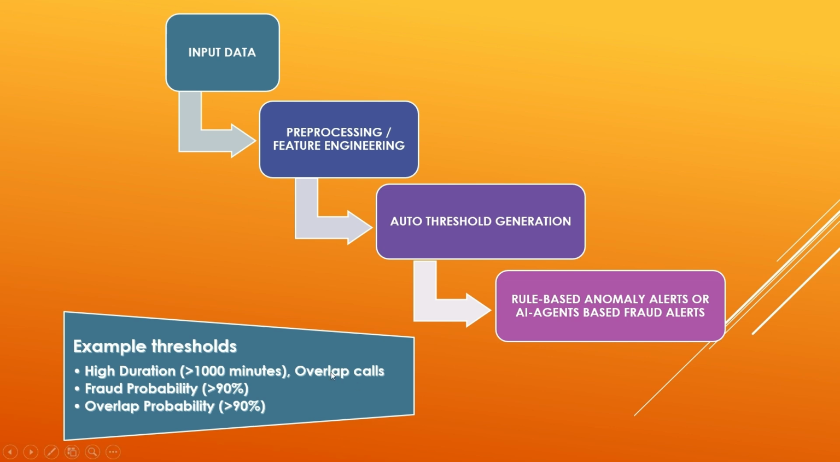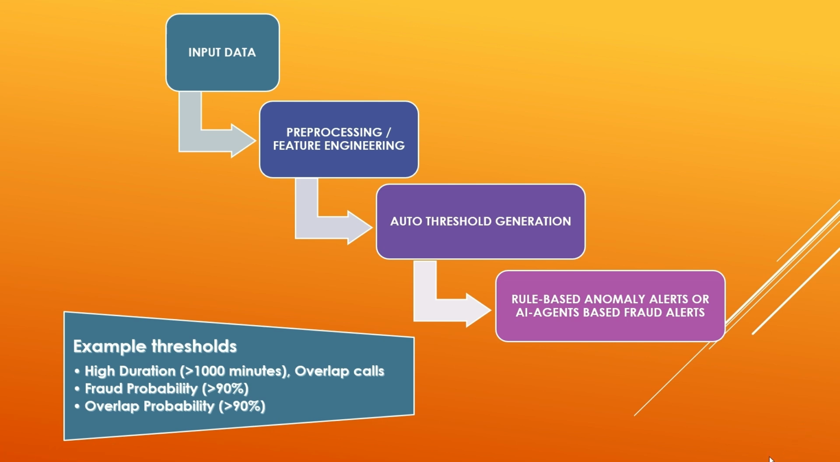The second scenario is overlap calls, meaning one call has not ended and another call started. So these are two scenarios, and we will use higher probabilities, greater than 90%, as you can see here in the example threshold. The AI agent live training will be shown to you, and the actions taken by the AI agent live will also be shown in the alert generation.